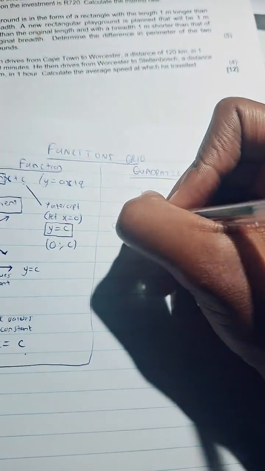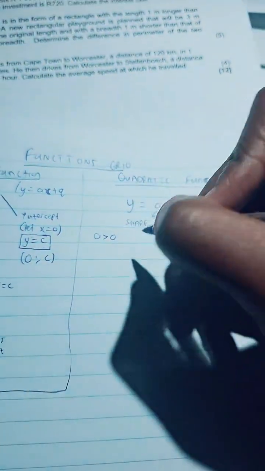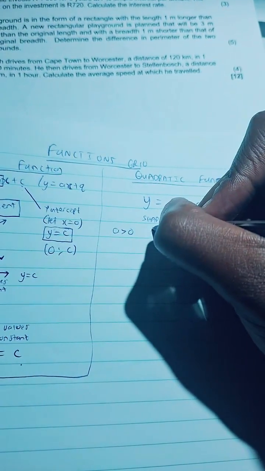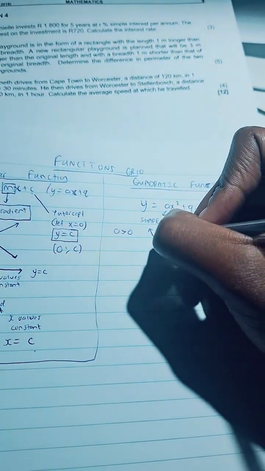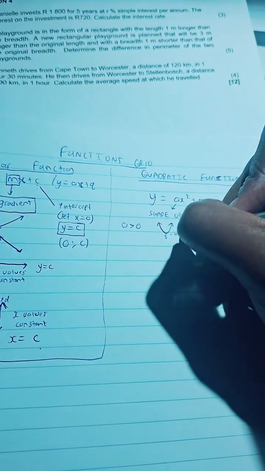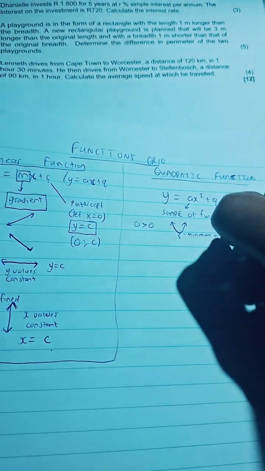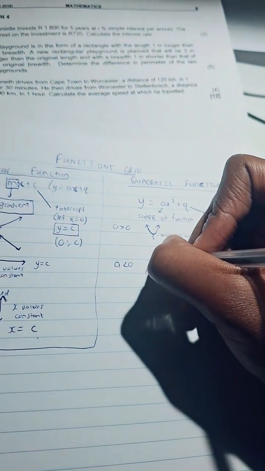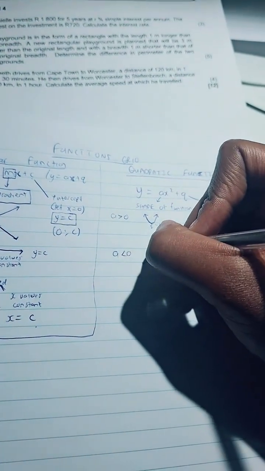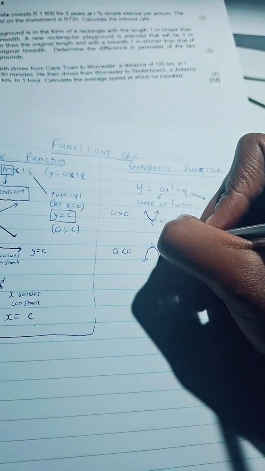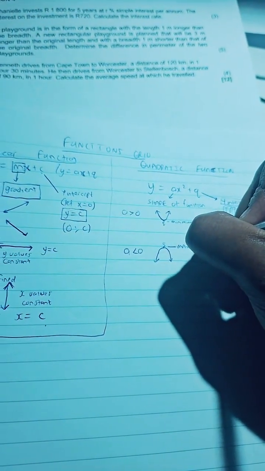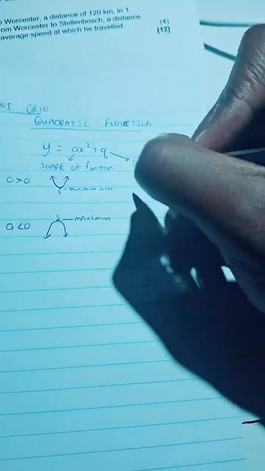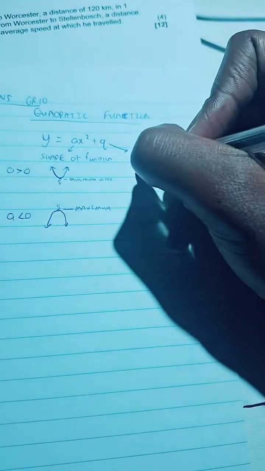In other words, when a is greater than 0 for our quadratic function, we say the parabola is smiling. In other words, it's concave up, with a minimum value. And when a is negative, it is said we have a concave down, with q, which is the y-intercept, being a maximum.